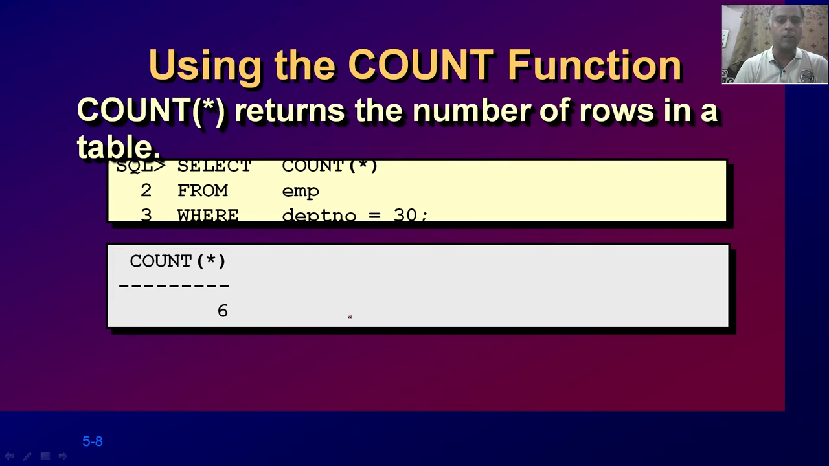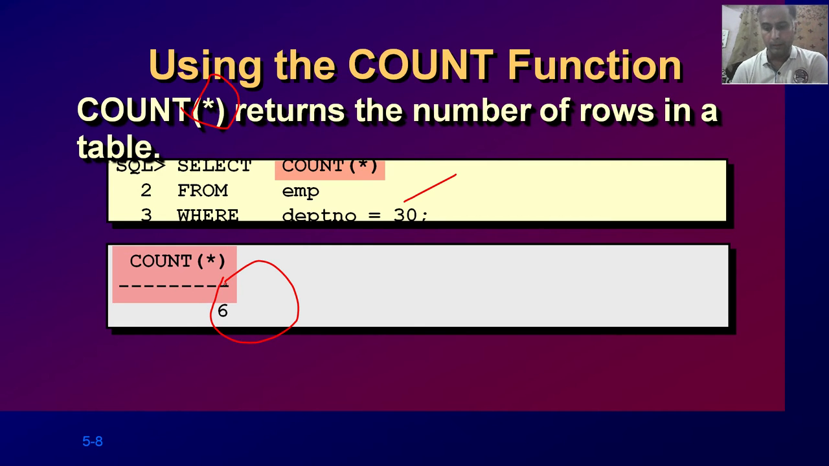Using the count function, count star, star means all, returns the number of rows in the table. Select count star from EMP where department number is 30. In department 30, it means there are 6 employees working.